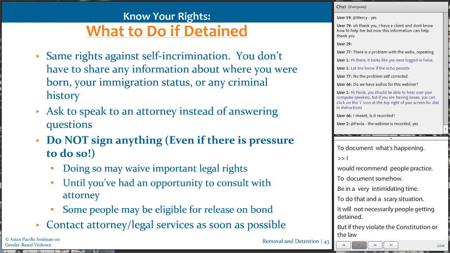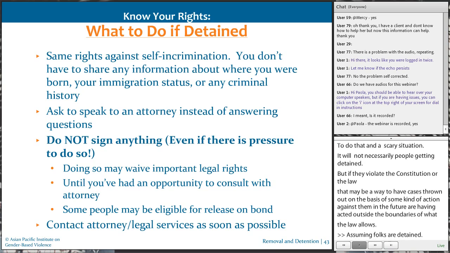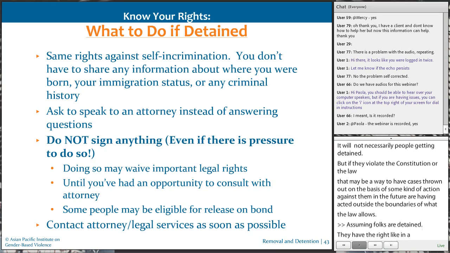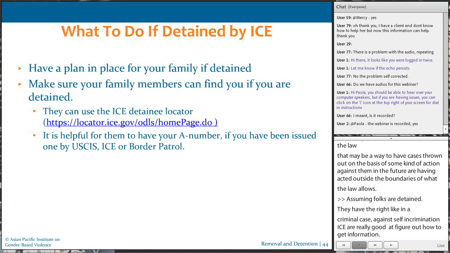Now, assuming folks are detained, they have the right to not answer any questions. They have the right, like in a criminal case, against self-incrimination. ICE officers, immigration officers, are really good at figuring out how to get information out of you. So do not share where you were born, your immigration status or criminal history; ask to speak to an attorney, and do not sign anything.